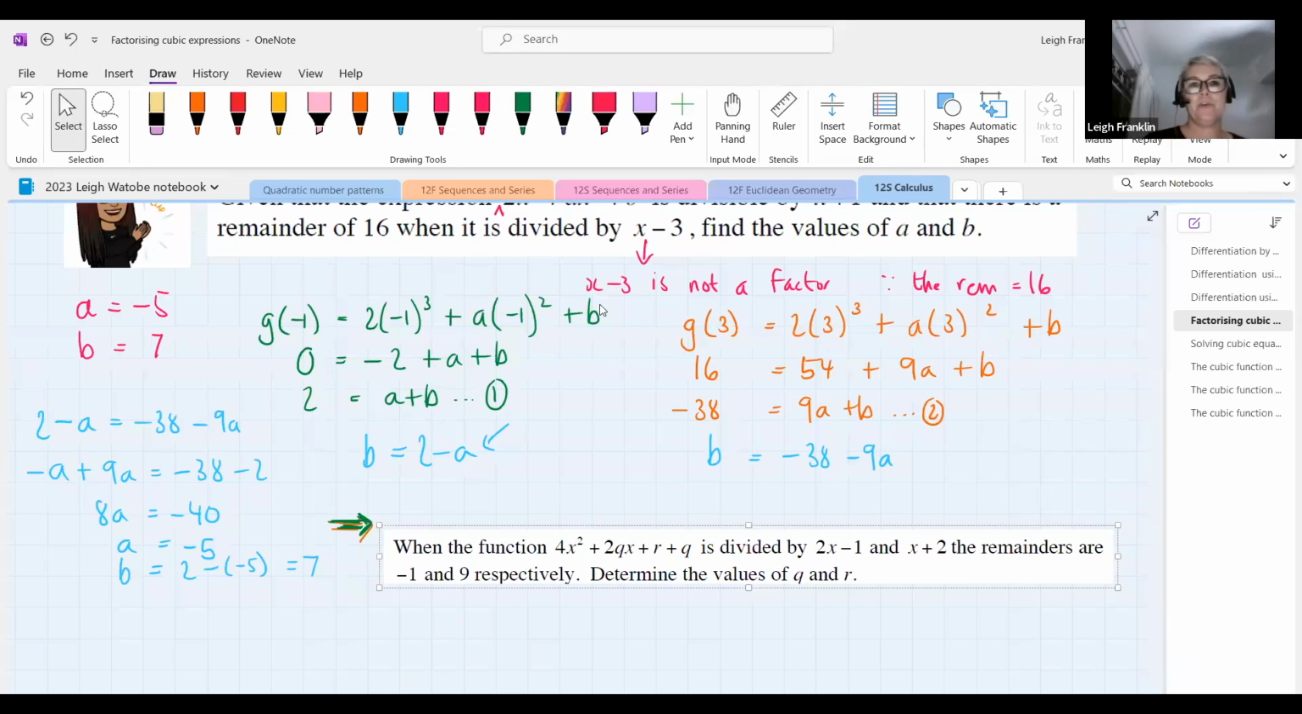Zwanaka? Evening, ma'am. Good evening, Zwanaka. How are you? Well, thank you, ma'am. Sorry, I missed the explanation of factors. I joined in late due to load shedding.